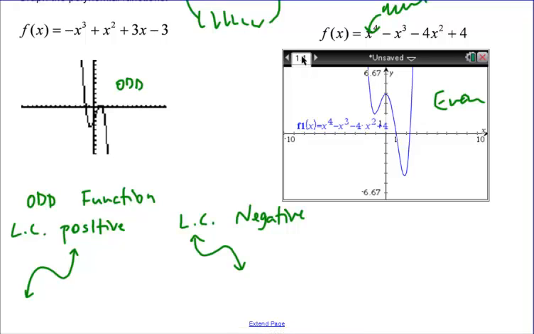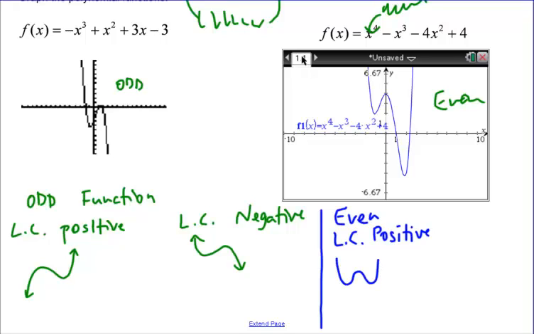And if it's an even function, and the leading coefficient is positive, I'm going to have a graph that in general looks like this. And if that leading coefficient is negative, I'm going to have a graph that looks like this. And those are just kind of the basic shapes that you get when you graph these guys. And again, use your calculator to help you out. Your calculator is a great tool to use to give you an idea of what a graph looks like.